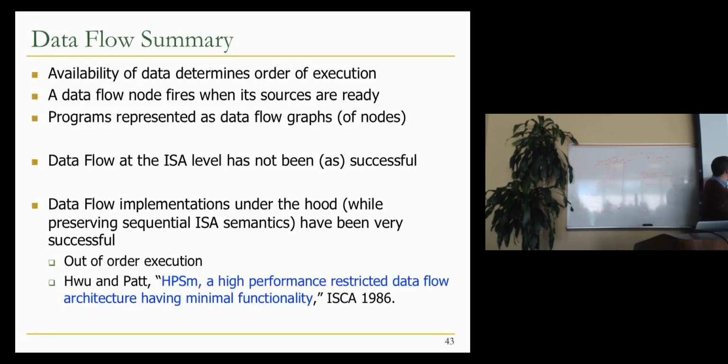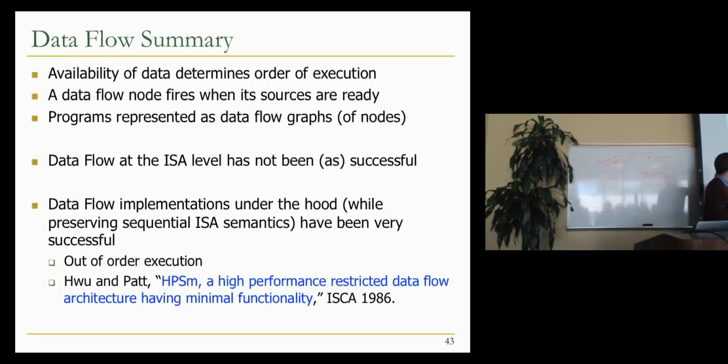But data flow implementations under the hood at the microarchitecture level, by preserving sequential semantics, have been extremely successful. Because basically, an out-of-order execution machine that we discussed does essentially the same thing. It really has this matching store in reservation stations. In fact, when people introduced out-of-order execution with precise exceptions, they called the reservation stations node tables. These are storing the data flow nodes of operations.